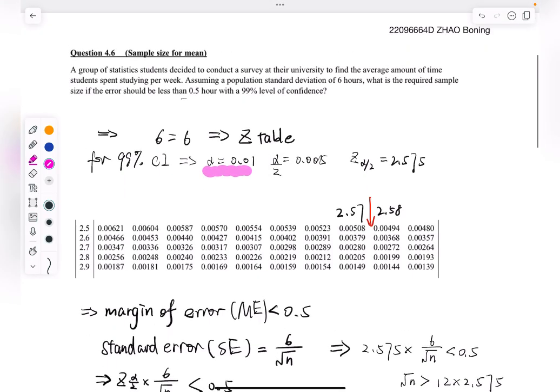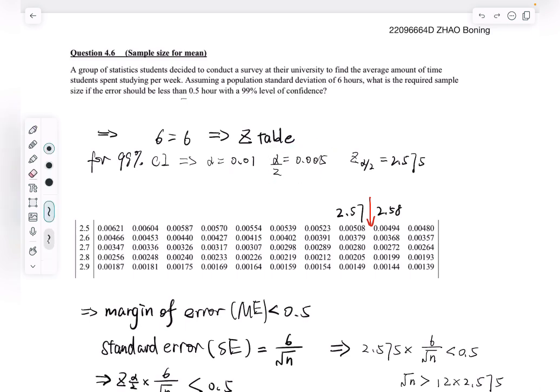Okay, now we turn to question 4.6. The question already said that the population has a standard deviation of 6 hours. So we have the population standard deviation equal to 6, which tells us that we need to check the Z table. For the 99% level of confidence, alpha equals 1 minus 99%, which is 0.01, and alpha over 2 equals 0.005.